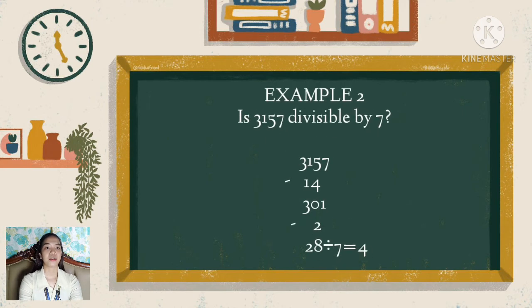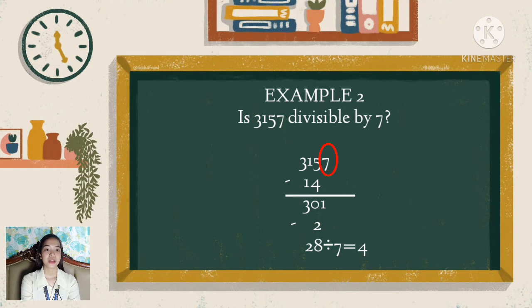So example number 2, is 3157 divisible by 7? So again, we have here a solution. 3157. So we need to take again the last digit and double it. 7 times 2 is equal to 14. We need again to subtract the double number from the remaining number. 5 minus 4 is equal to 1. 1 minus 1 is equal to 0.